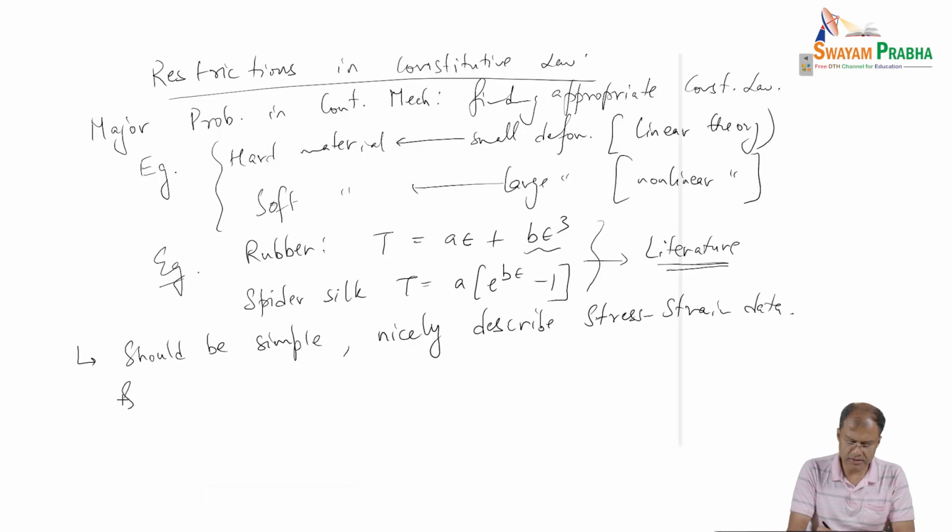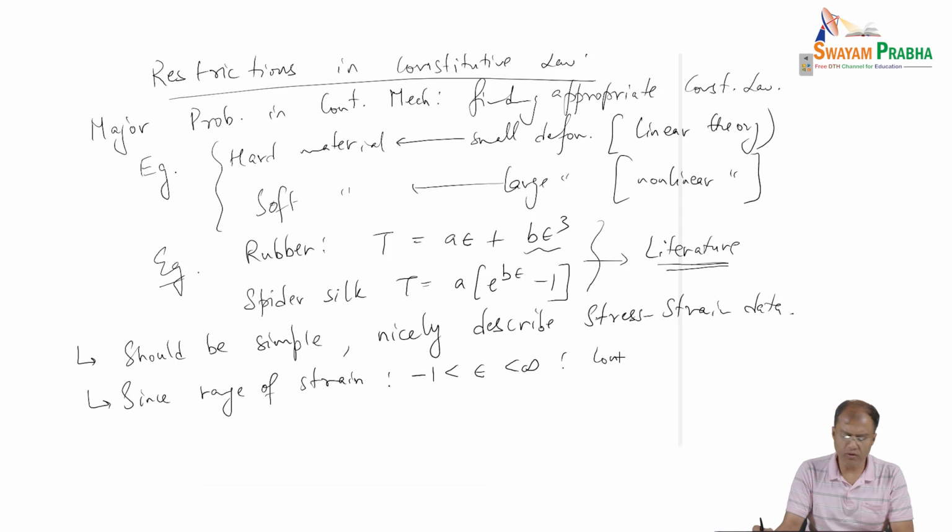And since the range of strain, remember, strain can be compressive or expansive. Since the range of strain is from -1 to infinity, our constitutive laws should faithfully represent the behavior under extreme conditions. So the constitutive laws should represent the right behavior under extreme conditions.